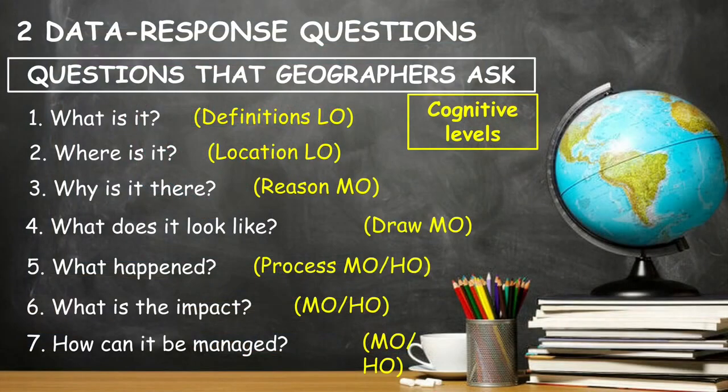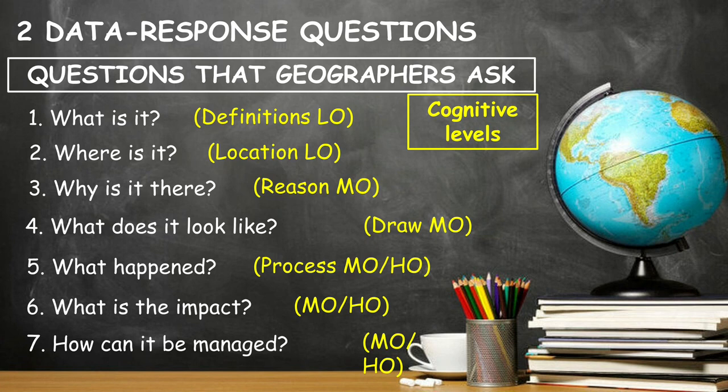Now, if we go back to our slide, we will see that the what is it questions, if I want to apply the cognitive levels to these questions, the what is it questions are definitions. They are lower order. As are the where is it questions. They are also lower order questions requiring the location of the geographic phenomenon you are studying. Why is it there? Now we need to start thinking. Now I need to give a reason.